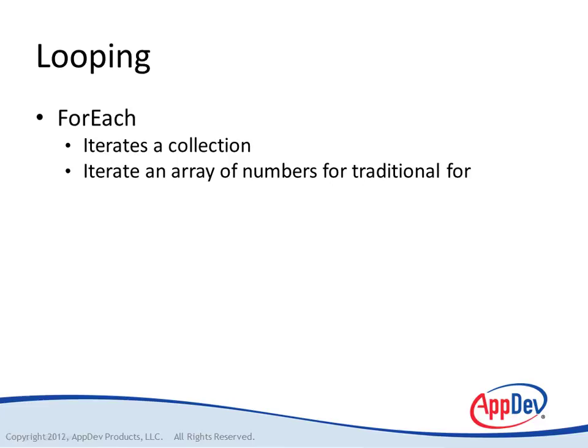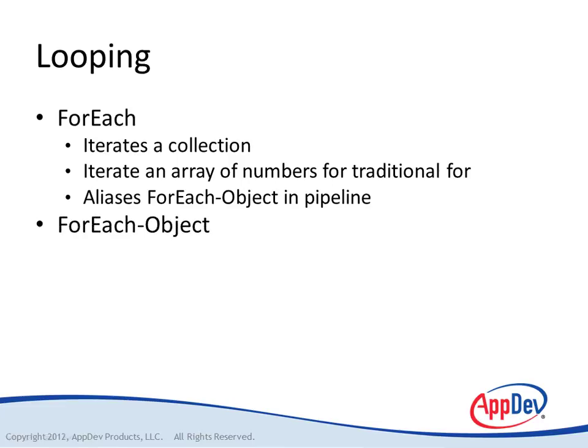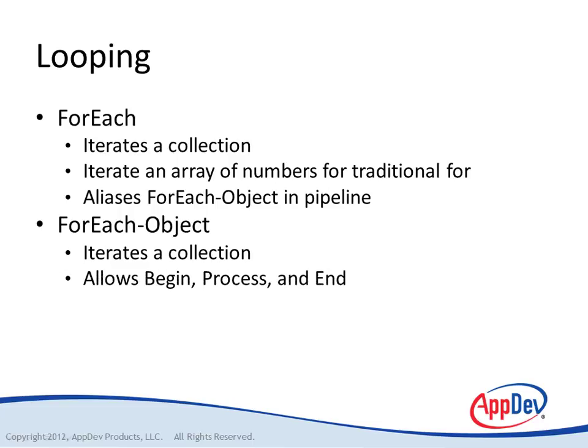And sometimes when you use foreach in a pipeline operation, or actually always when you use foreach in a pipeline operation, it's actually an alias for the next looping command that we're going to talk about, which is ForEach-Object. ForEach-Object also iterates a collection, but unlike foreach, it has more options. So it allows a begin block, a process block, and an end block, just like a function does, so that you can set up your processing before the pipeline processing begins and then do some cleanup at the end.